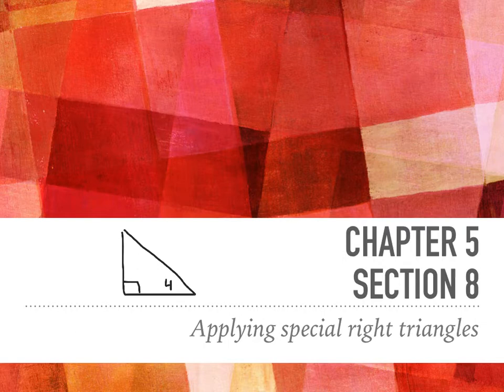So if we have one angle that's 45, then what will the other angle have to be? 45. So if we have two angles that are 45, what type of triangle is this? It's a right triangle. Isosceles.